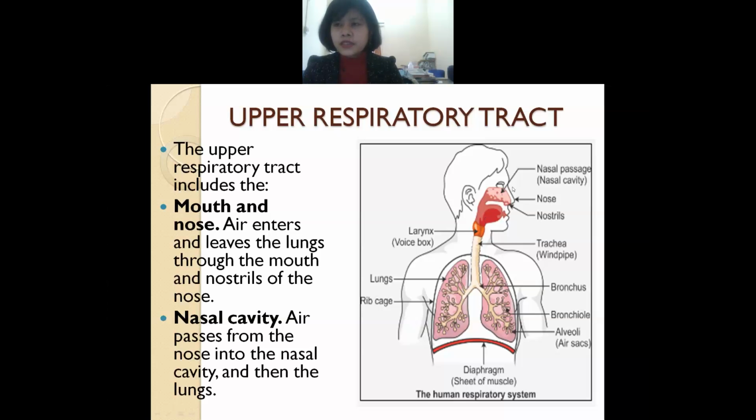Next is nasal cavity or else nasal passage. So same thing, as the air will come inside through the nose, the nostrils, so the nasal passage or the nasal cavity, from this, the air will enter inside this and it will go to the lungs.